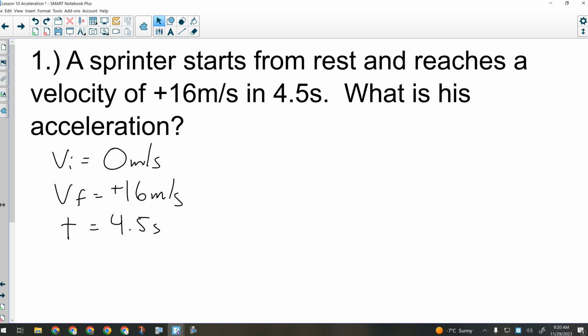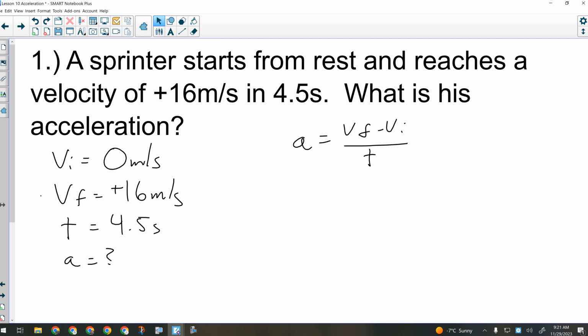Knowing your units is going to become more and more important as we get into more and more formulas here. I need to know that meters per second is a way of measuring velocity. Seconds is time. Meters is distance or displacement or position. And they want me to calculate acceleration. Well, I've got a formula for that. A equals VF minus VI over T.